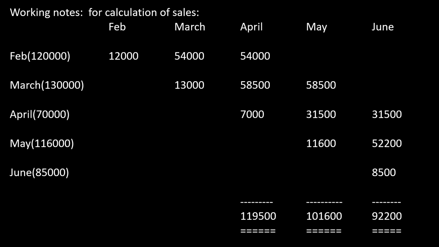Then we make the total only for the three columns which are required, which are asked to be prepared. Here the problem asks you to prepare April, May, June. So we make totals only for April, May, June, not for February, March. So these are the real sales. The same way we do a working note for wages as well. We'll see it on the next page.